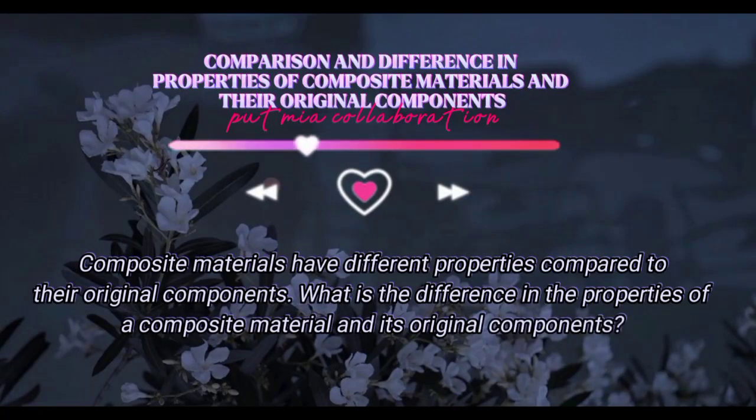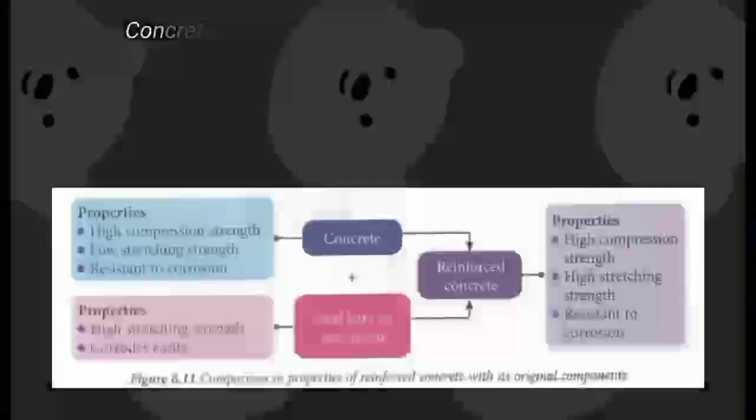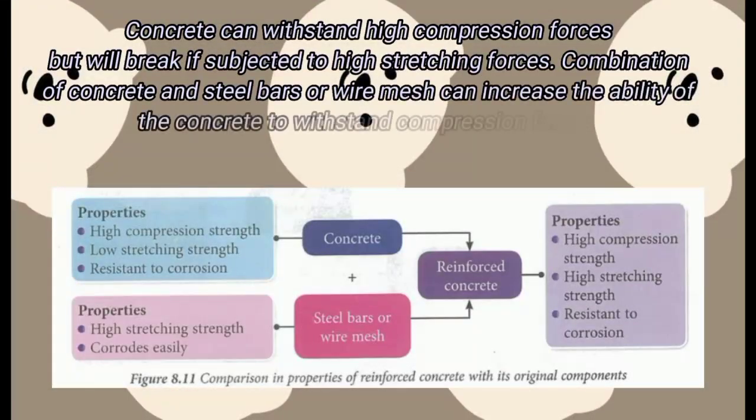So now we go to the last part of this subtopic, which is comparison and difference in properties of composite materials and their original components. Composite materials have different properties compared to their original components. Firstly, we have concrete. Concrete can withstand high compression forces but will break if subjected to high stretching forces. Combination of concrete and steel bars or wire mesh can increase the ability of the concrete to withstand stretching forces.